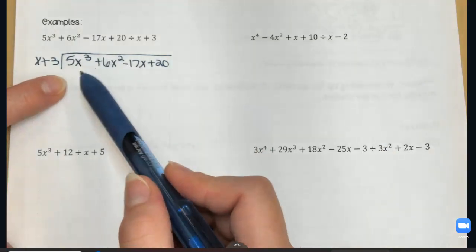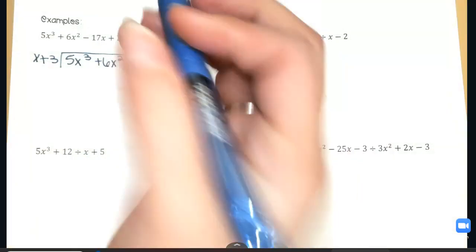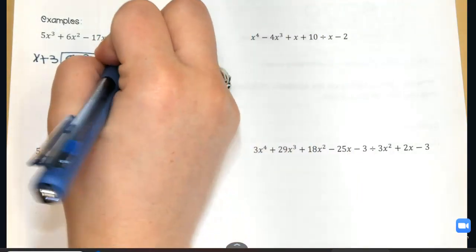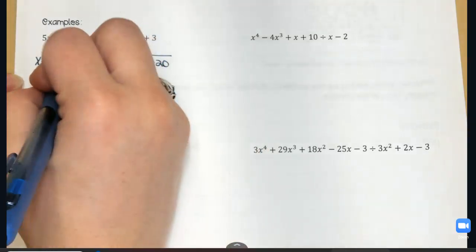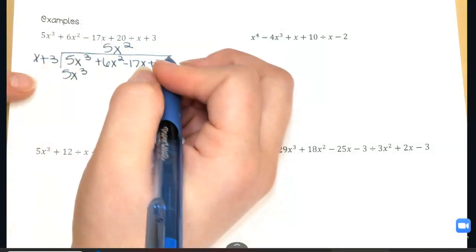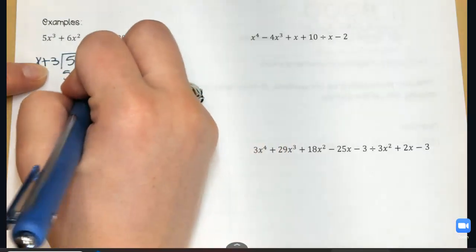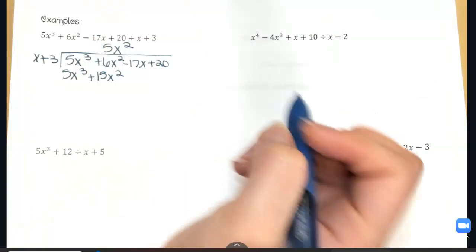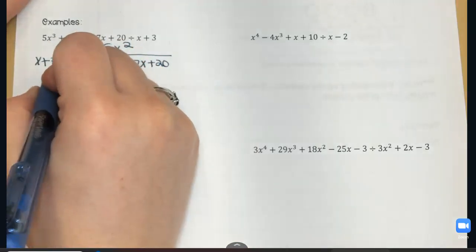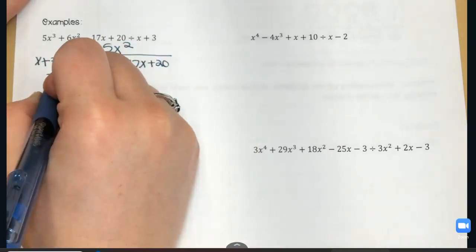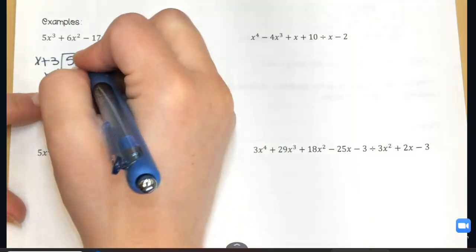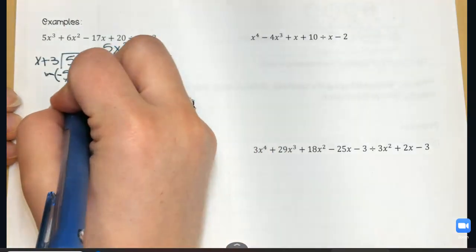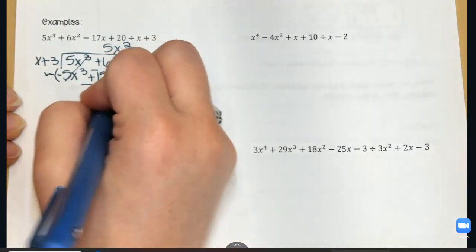So if I were to divide 5x to the third by x, that would give me 5x squared left over. Now I'm going to multiply 5x squared by the x, which gives me 5x cubed, and by the 3, that's going to give me 15x squared. Now I'm going to subtract, but I have to subtract the whole thing, which means I am distributing this negative, and both of these will become negative, so these cancel. And then 6 minus 15x squared leaves me with negative 9x squared.